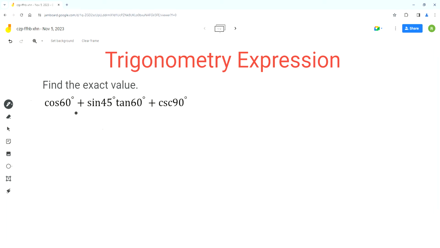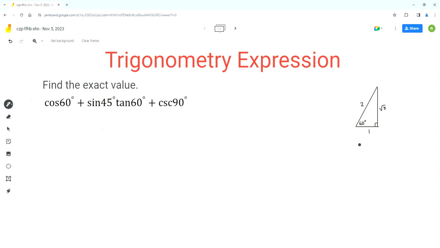So 60 degrees we know is a special angle. So we can use a special triangle to evaluate cos of 60 degrees. So I can show it to you on the board. So the 60-degree special triangle will look something like this. So this corner angle is 60 degrees and the sides can be labeled as, so this is 1, this is 2 and this is square root of 3.